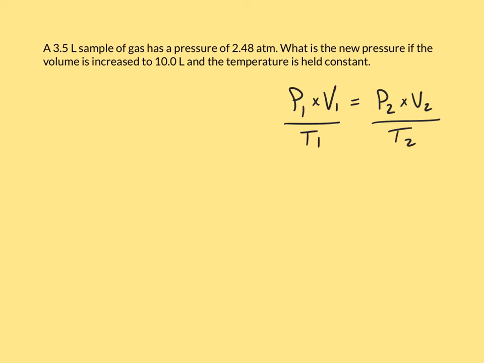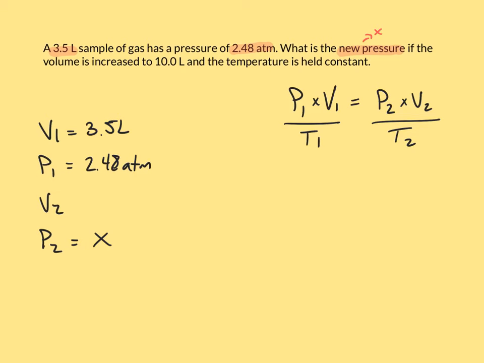So the first variable is 3.5 liters, so that's a V1. Next is 2.48 atmospheres, so that's a P1. Now it says what is the new pressure, which means that's my unknown, or I'm going to solve for x, for new pressure, or pressure 2, if the volume is increased to 10.0 liters. Now it mentions that the temperature is held constant, so I go into my formula for the combined gas law and I can cross out T1 and I can cross out T2.